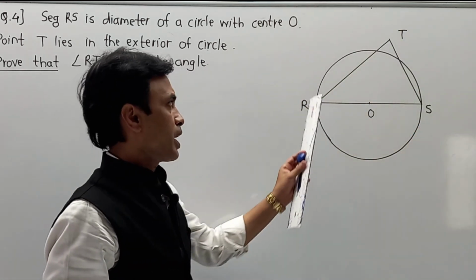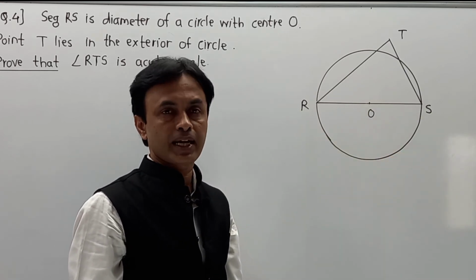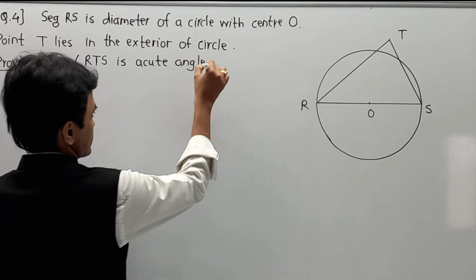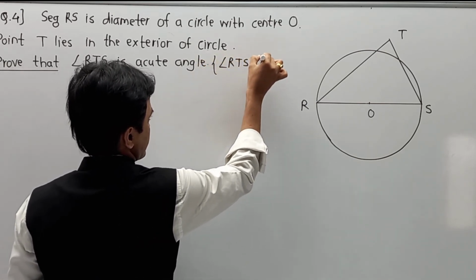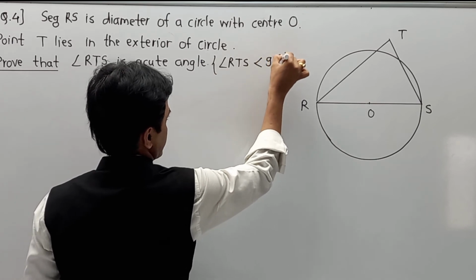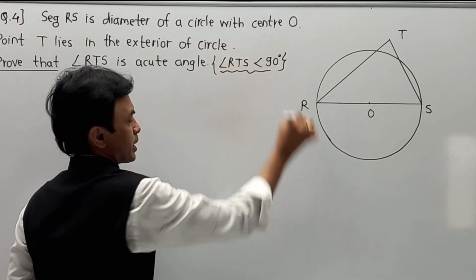And you have to prove angle RTS is an acute angle, means less than 90 degrees. Means your target is angle RTS is less than 90 degrees. That we want to prove over here. You should know what is the meaning of acute angle.